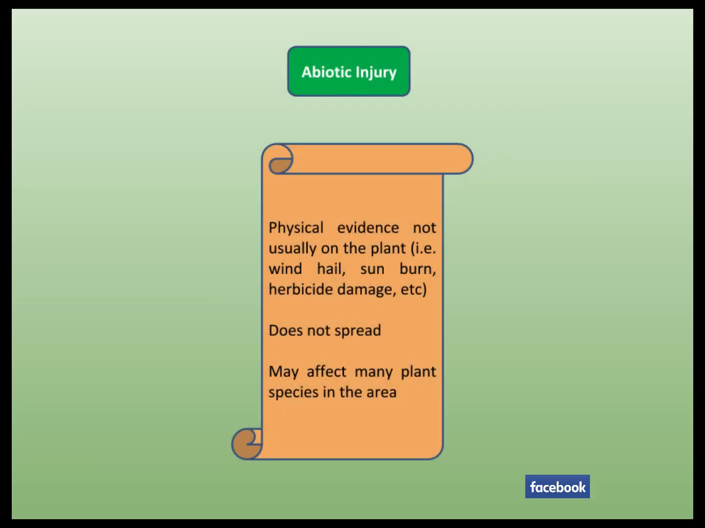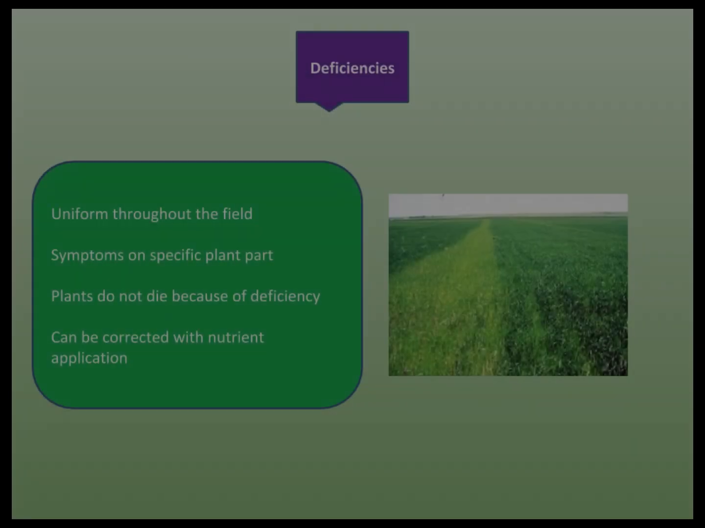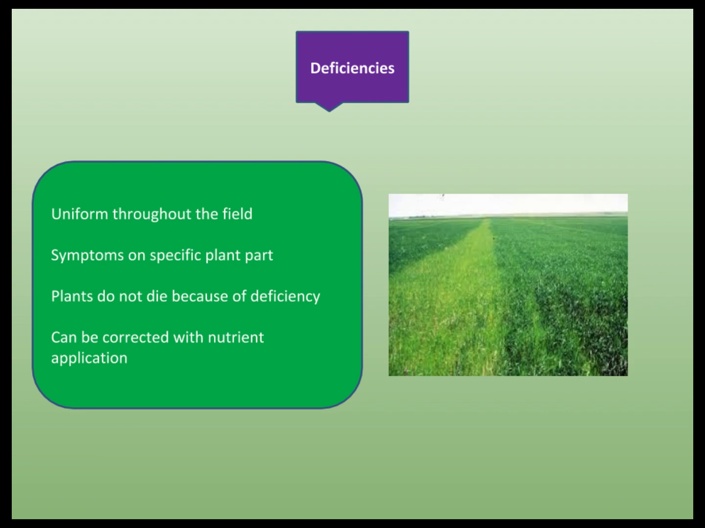If symptoms are due to abiotic factors, then you will see physical evidence, not usually on the plant, that is, wind, hail, sunburn, herbicide damage, etc. Further, you will not see it spreading to any other plants and it will affect all plants in the area irrespective of plant species. If symptoms are due to deficiency of any nutrients, then the symptoms will be uniform throughout the field and not sporadic or in patches as in case of diseases.